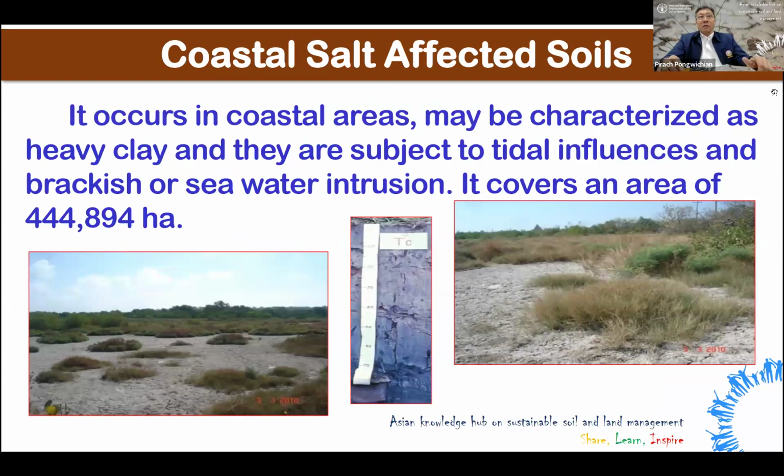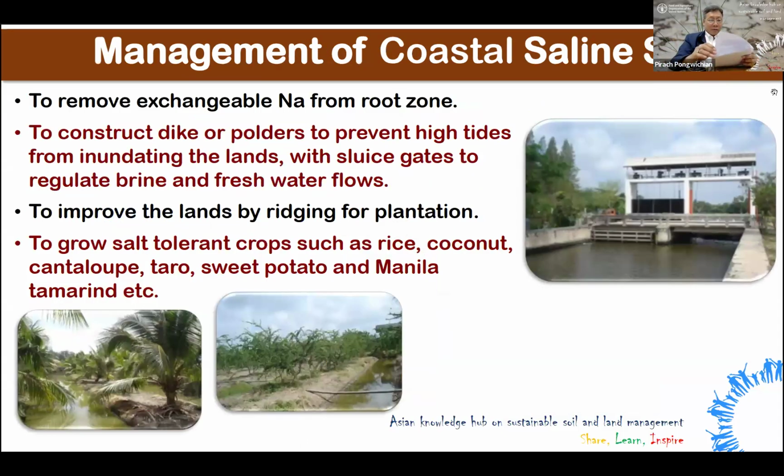Shall we move to the coastal saline soil? Coastal saline soils occur in the coastal area, may be characterized as heavy clay, and are subject to tidal influence and sea water intrusion. It covers an area of about 444,000 hectares.